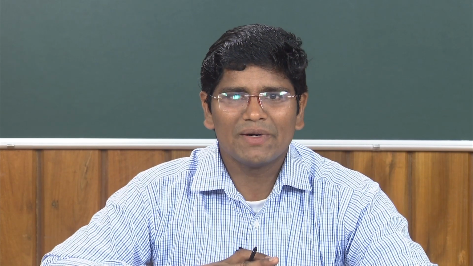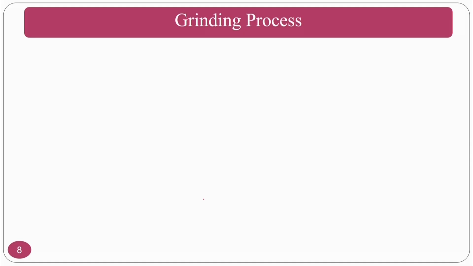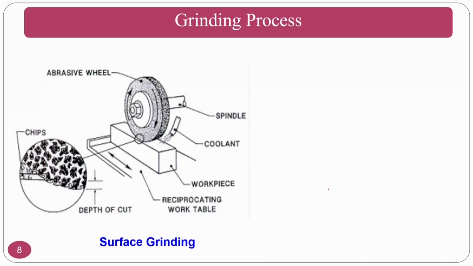In some research papers, you will see original experimental setups. In some cases you can see the schematics also. So this is the difference, the practical experimental setup and the schematic experimental setup. Now we will move on to the grinding process. So how does surface grinding work?